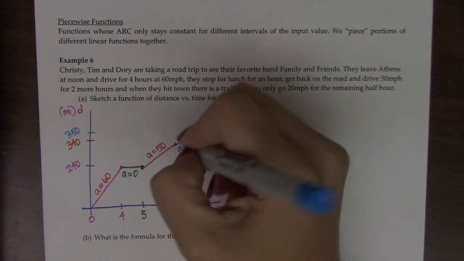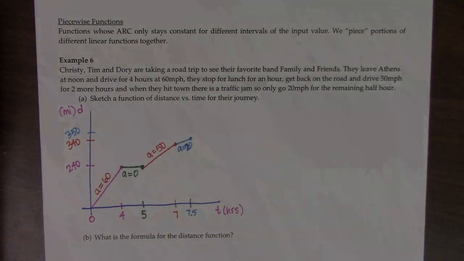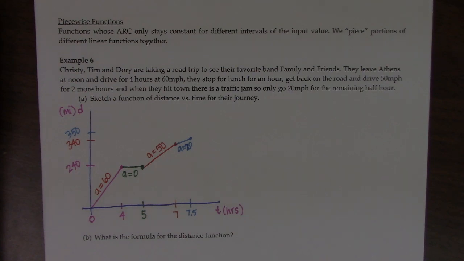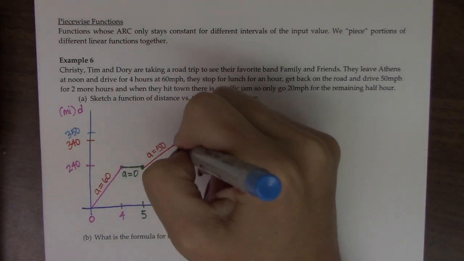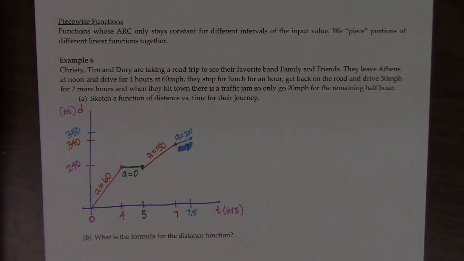Oh, and sorry, 10 was the distance. They were going 20 miles an hour, so the slope is 20, not 10. And I'm going to write that a little clearer for y'all. There we go. So this slope is 20. So the rate of change is the slope. So now we can see that this is what happened. This is our sketch.